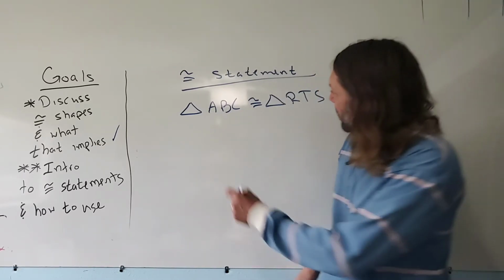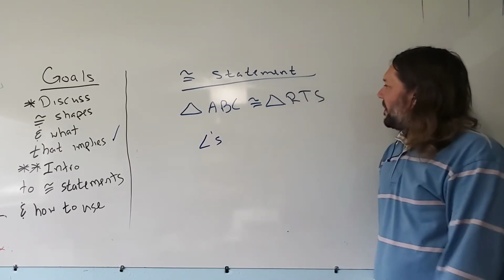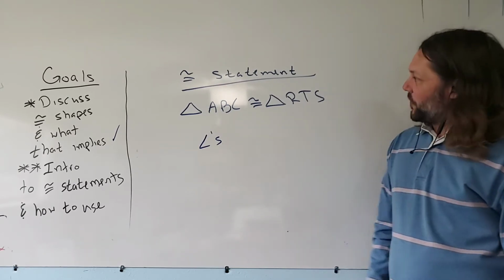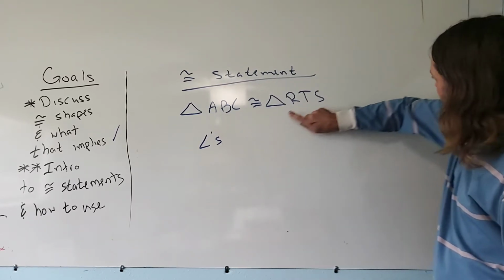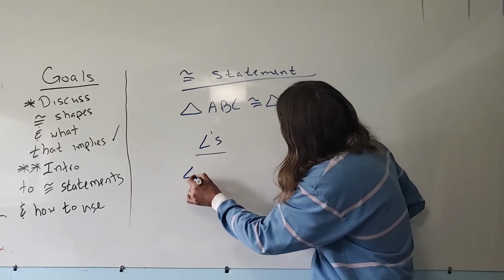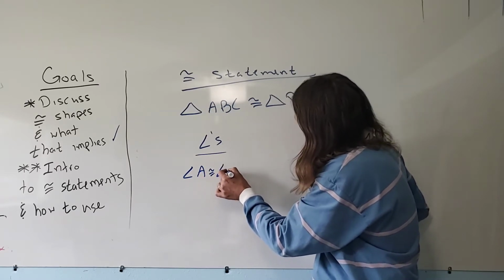All right, so let's talk about the angles of the triangle. I know the wholes are identical, so let's talk about the parts. So I know that angle A must be the same as angle R. So I can very quickly write the following congruence, or I can make it as an equation.